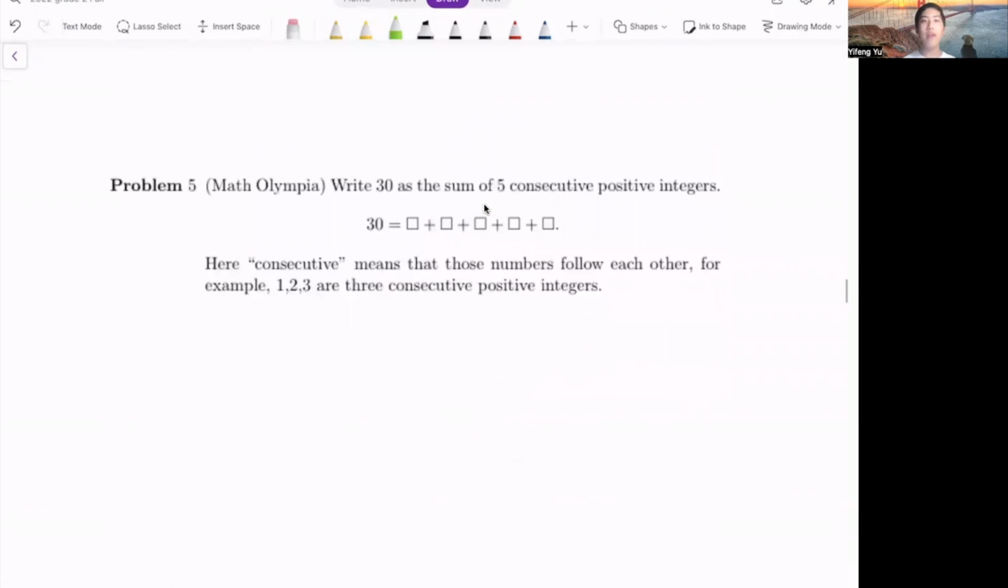Problem 5. Write 30 as a sum of 5 consecutive positive integers. So 30 equals something plus something plus something plus something plus something. Consecutive means that those numbers follow each other, for example, 1, 2, 3 are 3 consecutive positive integers. Then please write 30 as a sum.